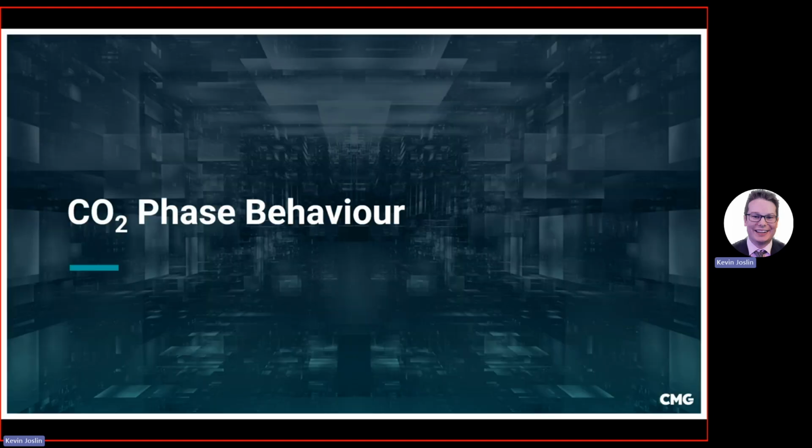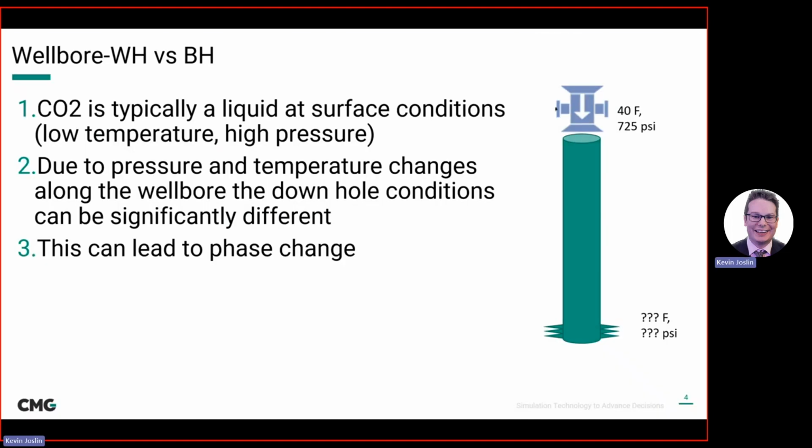So first, let's start by discussing the CO2 phase behavior. Within the wellbore, CO2 is typically going to be a liquid at surface conditions, meaning it has a low temperature and a high pressure. Due to the pressure and temperature changes along the wellbore, the downhole conditions can sometimes be significantly different than the tophole conditions, and this can lead to a potential phase change.